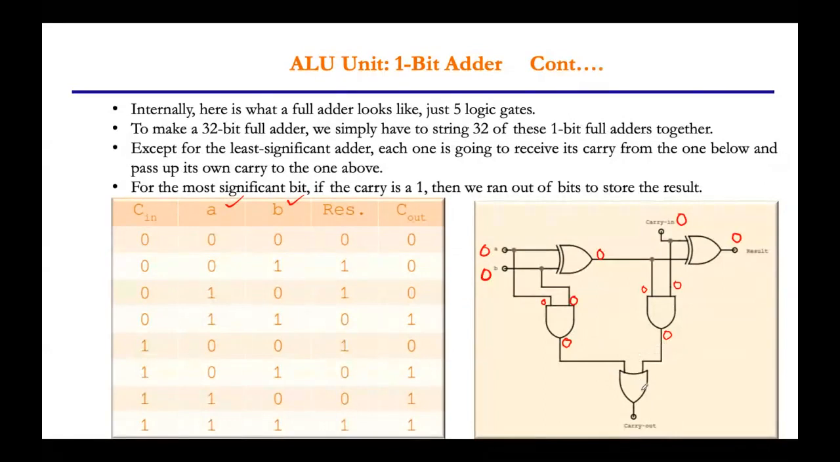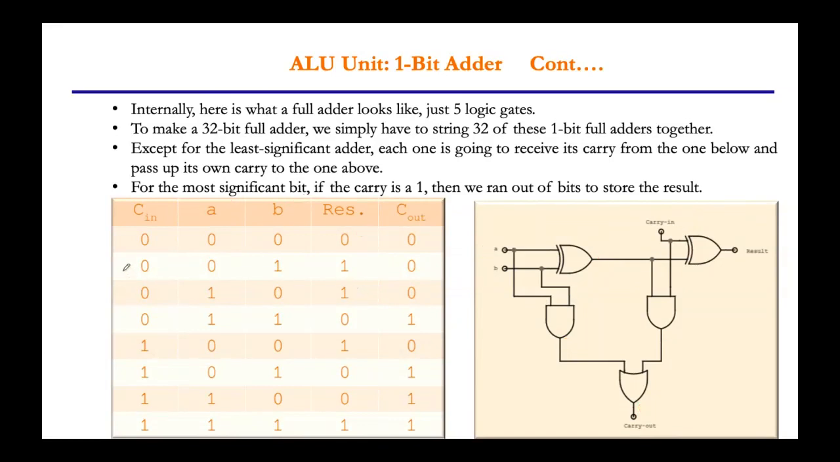Now the input to your exclusive OR, to get whether there is any carry or not: 0 plus 0, the result is 0. So here you can see carry out is 0, your result is also 0. For the most significant bit, if the carry is 1, then we ran out of bits to store the result, right?